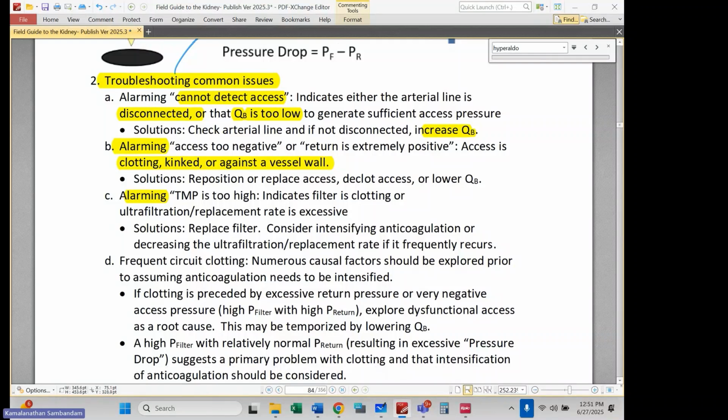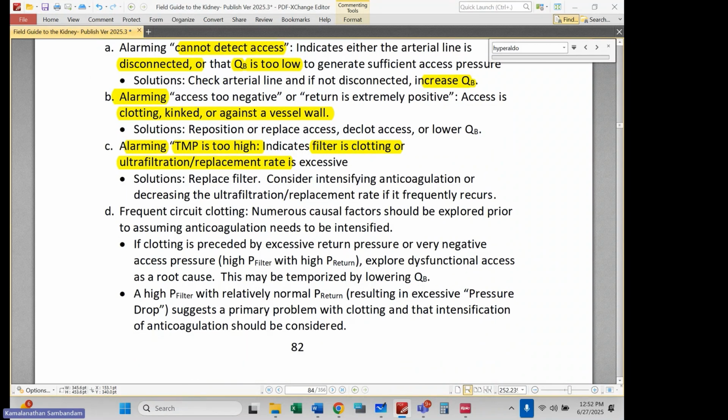Okay. The alarming TMP is too high. It's a filter clotting, or remember, I'm just pulling too much fluid across that membrane from ultrafiltration rates that are excessive, replacement fluid flow rates that are excessive. Either replace the filter, anticoagulate the patient, or if it's appropriate, shift some of that replacement fluid flow rate clearance, convective clearance, over to dialysate.